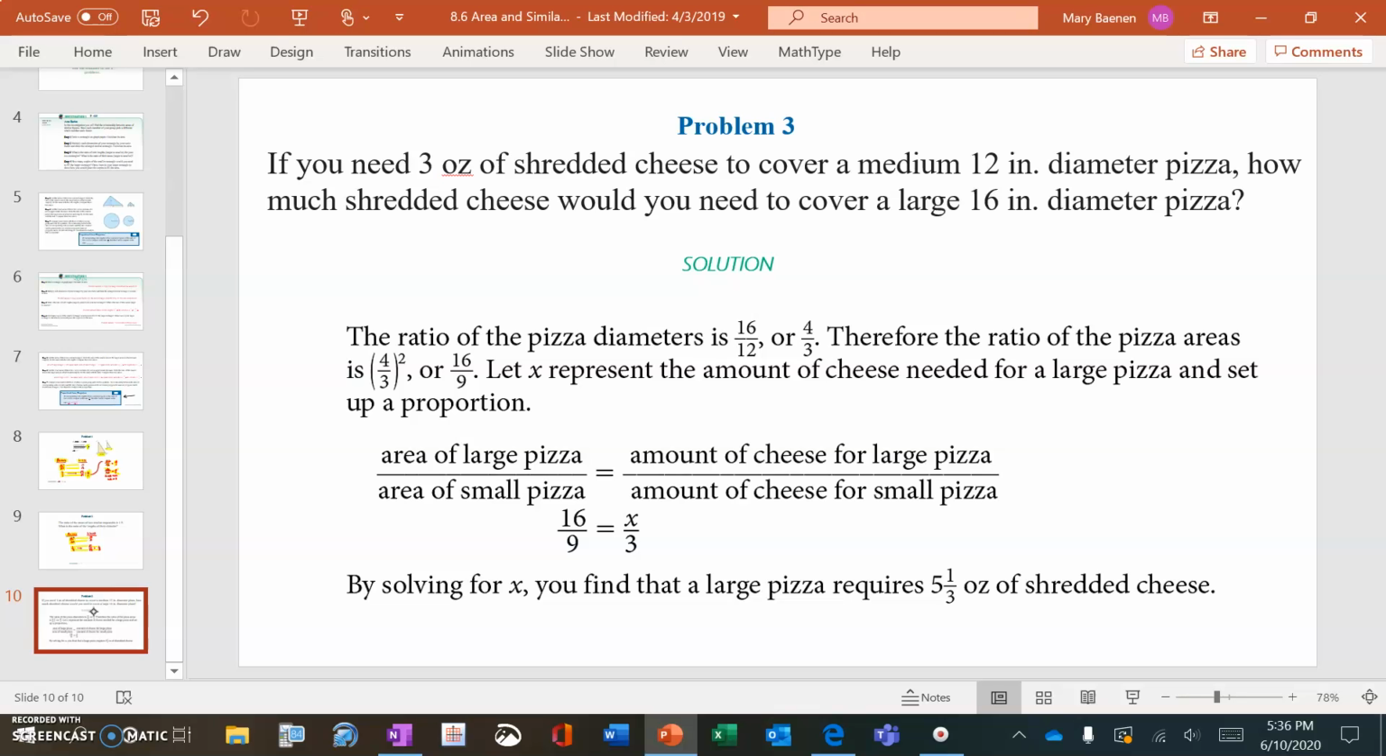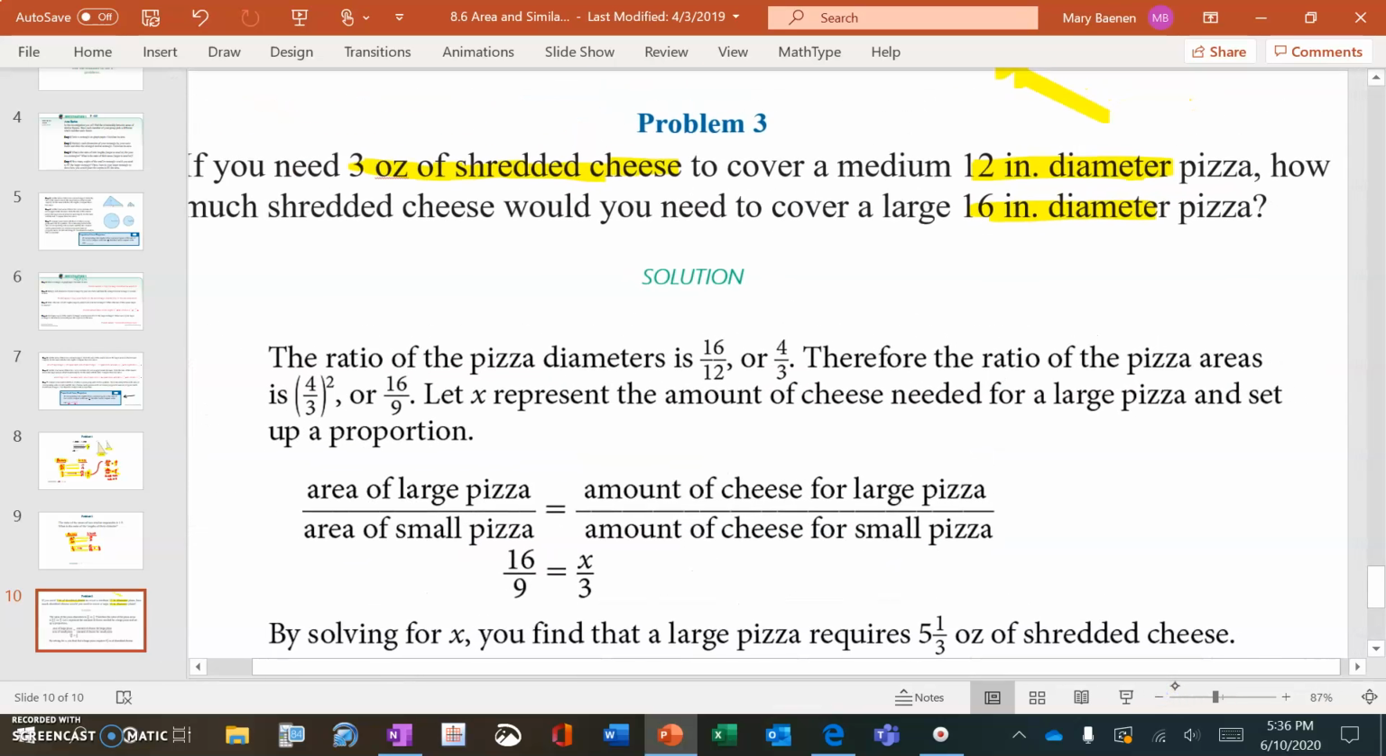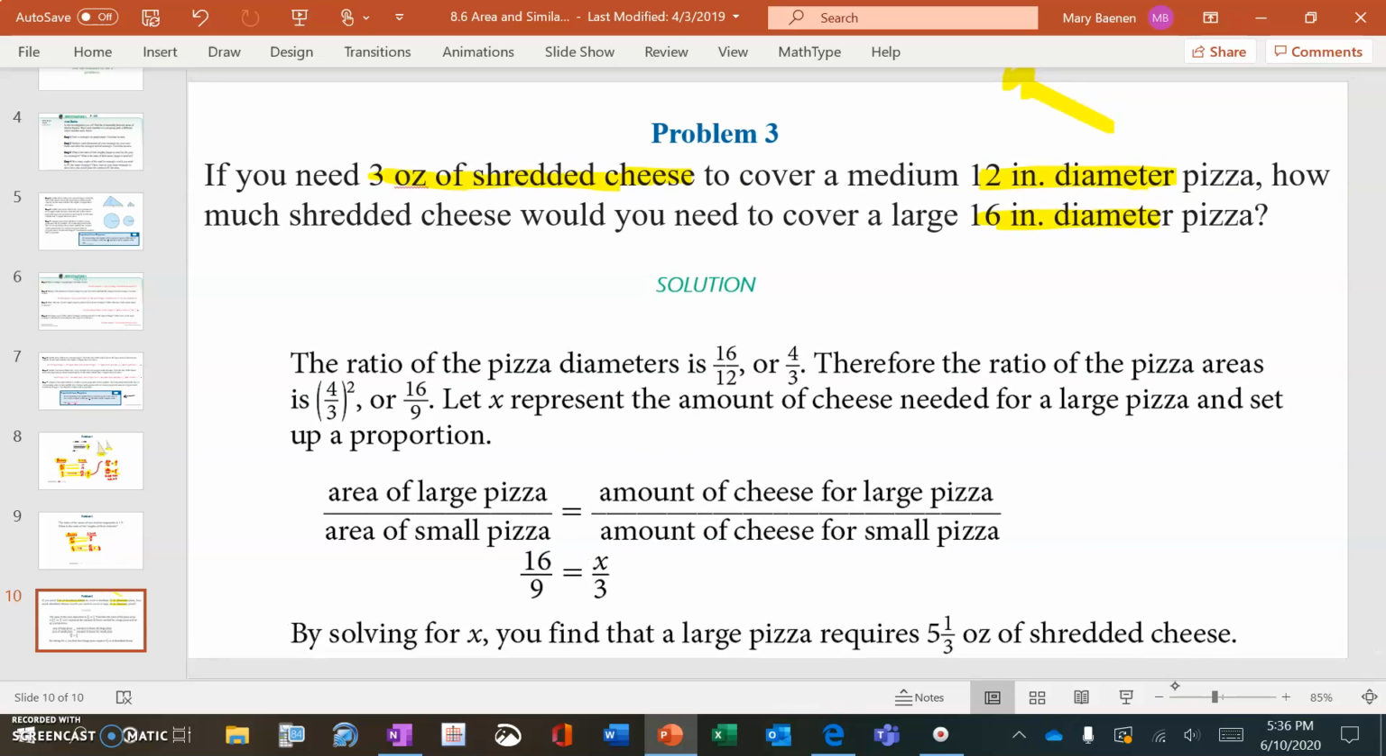And here's the last problem. If you need 3 ounces of shredded cheese to cover a medium 12-inch diameter pizza, that 12-inch diameter is a straight line. Covering it with 3 ounces of shredded cheese is an area. How much shredded cheese would you need to cover a 16-inch diameter pizza? These are straight lines, and I want to know about the area of shredded cheese to cover that pizza.